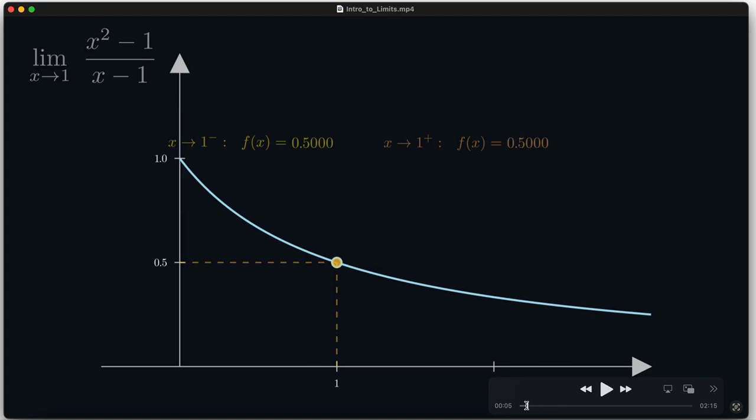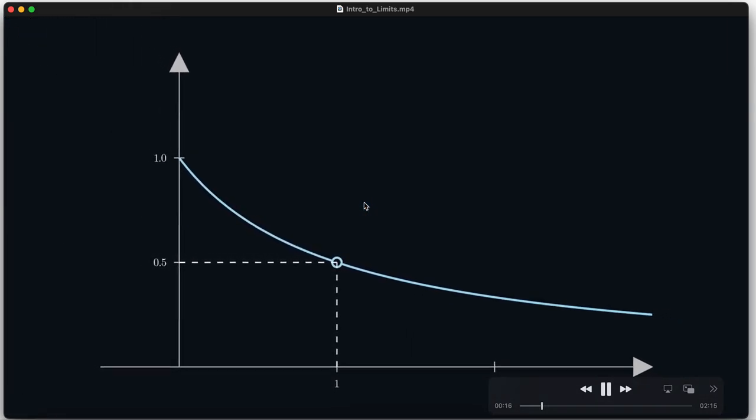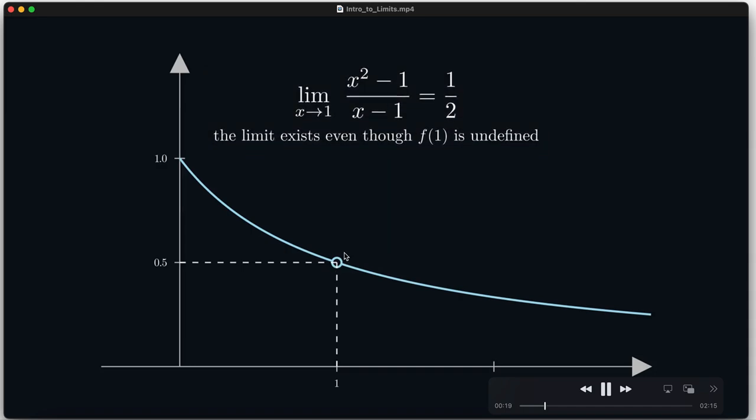And notice that this function actually has a hole at 1. In other words, f of 1 is undefined. So even though the function is undefined at 1, the limit still exists at 1, and the limit is equal to 0.5, even though there's a hole. There it is again. And notice if I zoom in here, there is that hole there. So again, the function can be undefined, but can still have a limit.